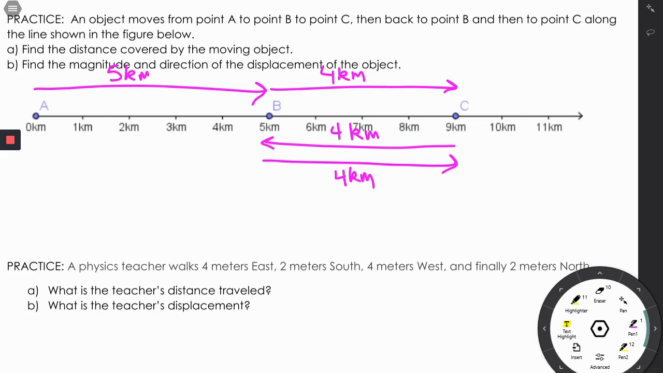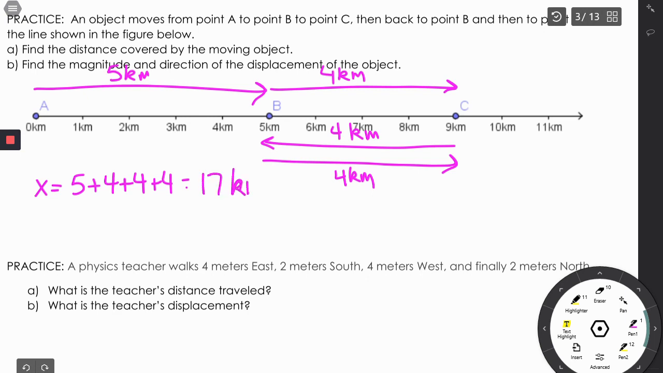So then we find the distance traveled, right? The x or the d. It's going to be 5 plus 4 plus 4 plus 4. So it's 9, 13, 17 kilometers would be the distance traveled. Right? So we got 3 segments of 4 plus the 5. Now, again, our displacement.